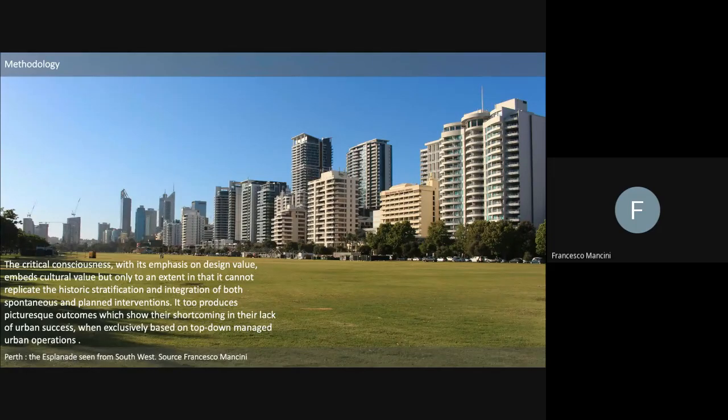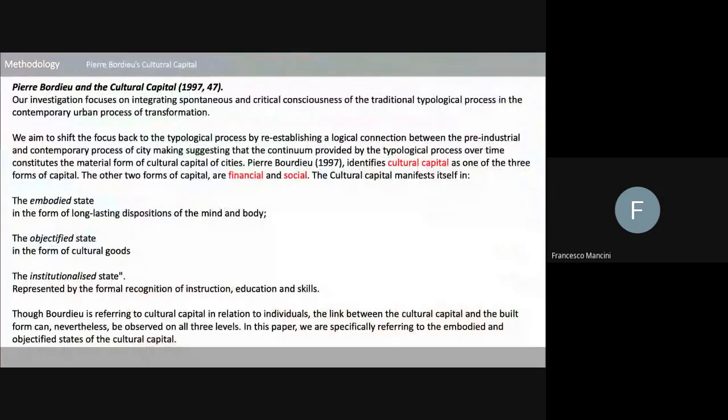And it is with this in mind that we have approached the Pierre Bourdieu theory of cultural capital, trying to identify how the cultural capital, which is different from the social capital, is really the cultural capital of artifacts, which in our view embodies not only the financial capital, but also the social capital of the city, integrated further.